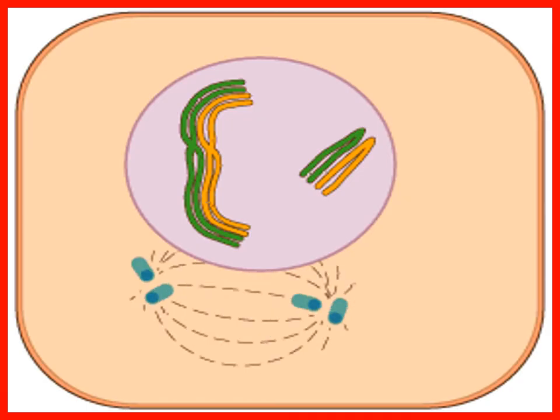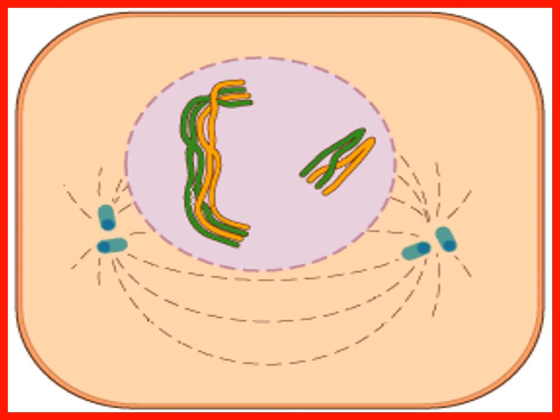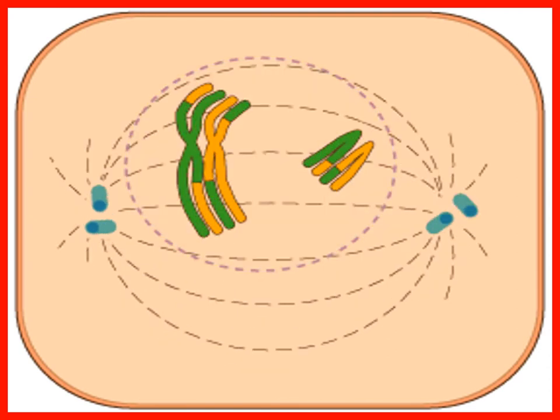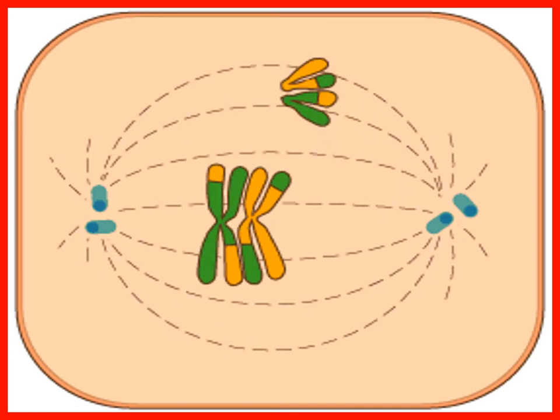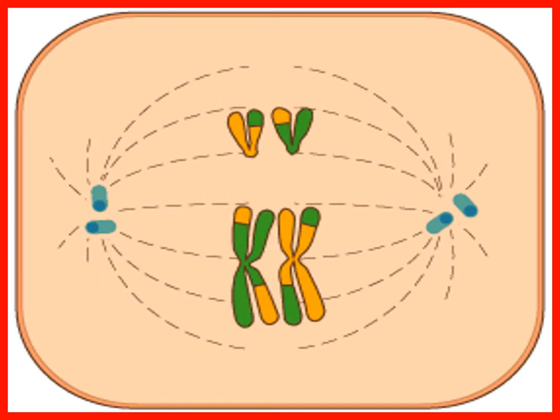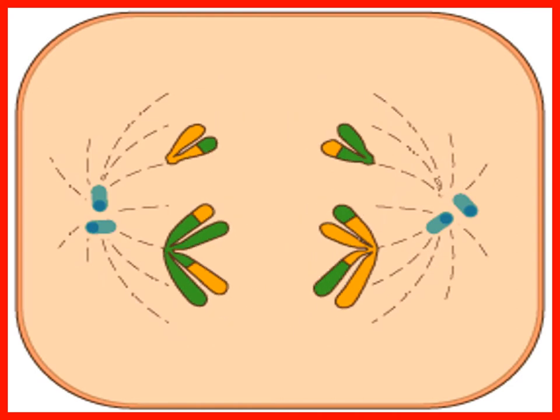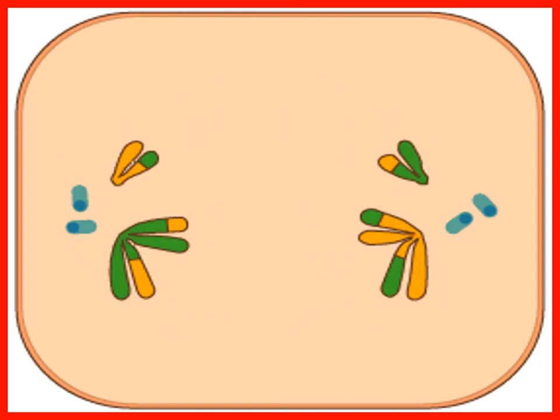In topic 2, we learnt about meiosis, and here you can see the centrioles moving to opposite poles, and when they pull apart, they form microtubule spindle fibres, and these then attach to the homologous chromosomes, and they pull the homologous chromosomes to opposite poles, so we've got reduction division.